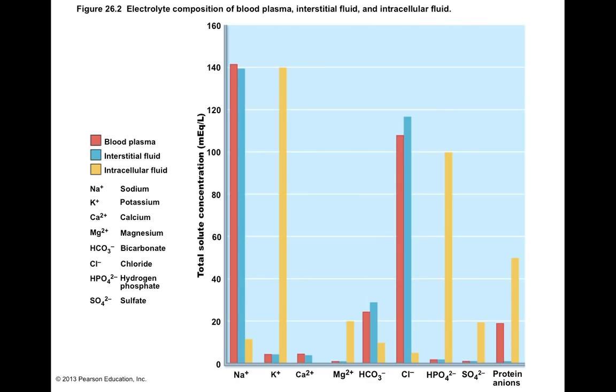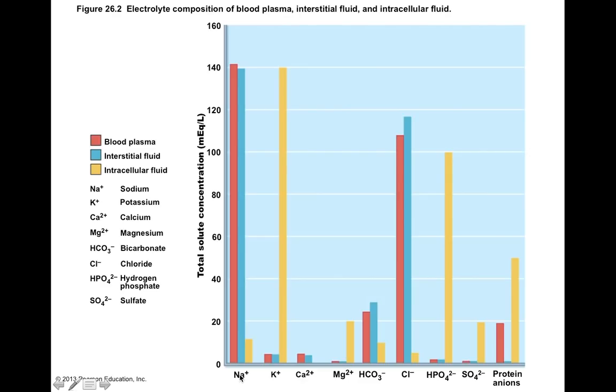So what this slide shows is basically the composition of different electrolytes in your body fluids. In red, we have blood plasma, so basically the fluid of your blood. In blue, we have interstitial fluid, so tissue fluid. And then in gold here, we have intracellular fluid, so the fluid that's within your cells. And then what we have are the different ions of your body, right? Like sodium, potassium, calcium, magnesium, and so on. So let's look at sodium first.